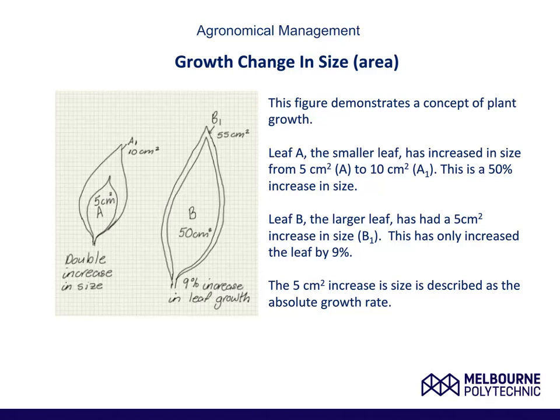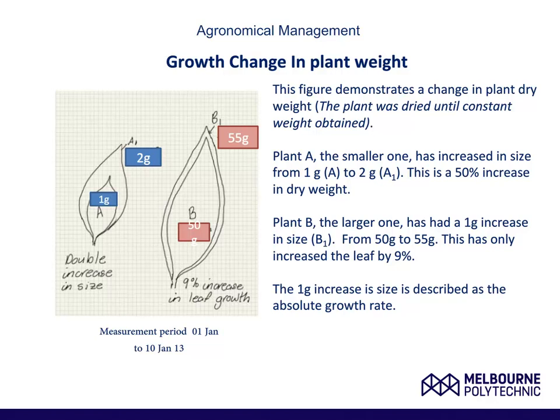The percent increase of leaf B to B1 is in fact just 9%. You will, however, notice that the increase in area from B to B1 is 5 centimeters, again the same as A to A1. What you've been able to do is monitor or record the change in size. This can be referred to as a relative change, and in fact there is a whole area of plant measurement that is called the relative growth rate.